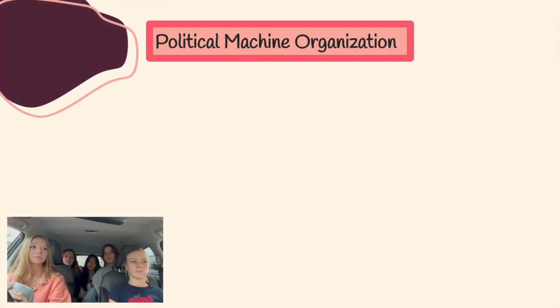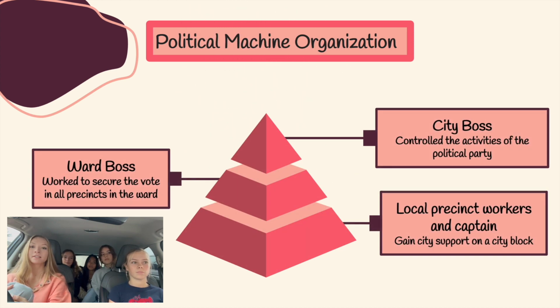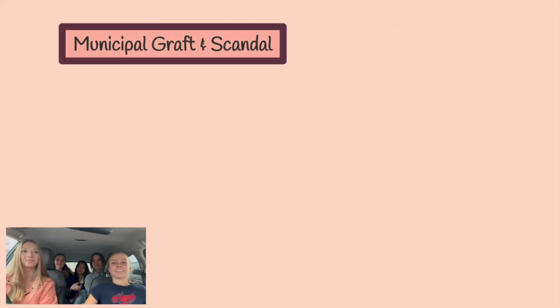This is how political machines were organized. First, on top, the city boss, who controlled the activities of the political party. Right below the city boss was the ward boss, who worked to secure the vote in all precincts in the ward. And at the very bottom were the local precinct workers and captain, who gained city support in the city block.